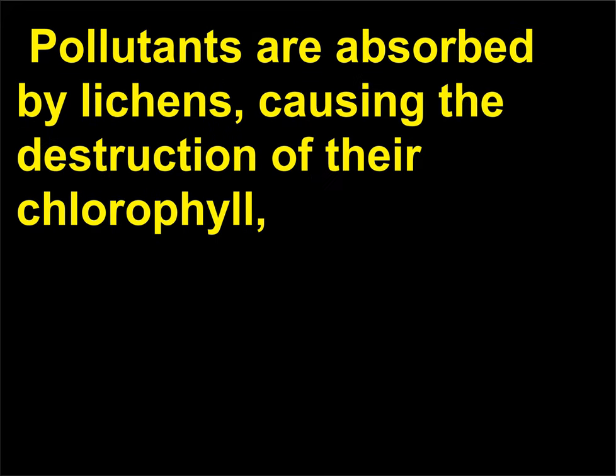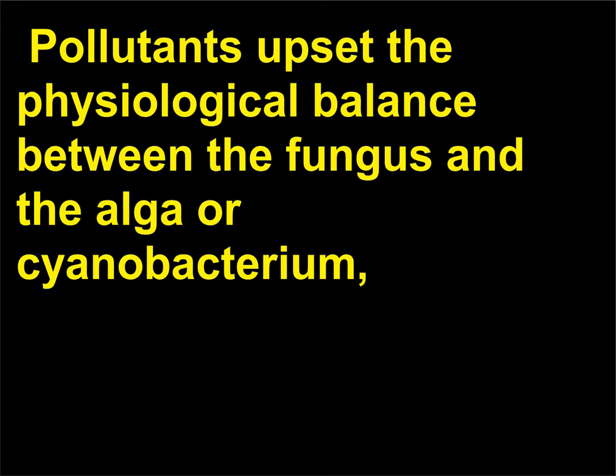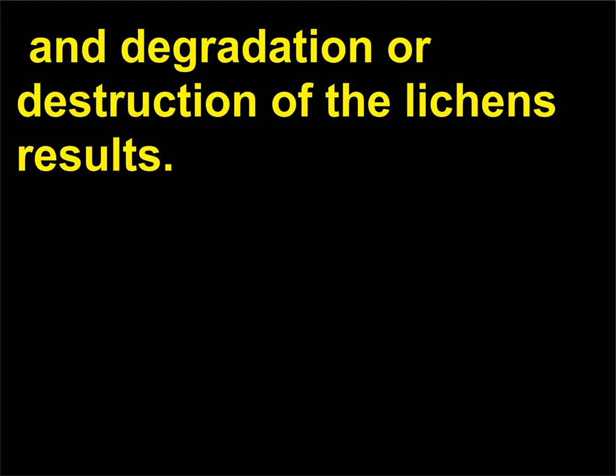Pollutants are absorbed by lichens, causing the destruction of their chlorophyll, which leads to a decrease in the occurrence of photosynthesis and changes in membrane permeability. Pollutants upset the physiological balance between the fungus and the alga or cyanobacterium, and degradation or destruction of the lichens results.